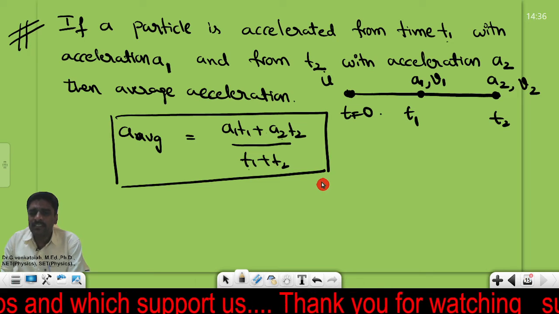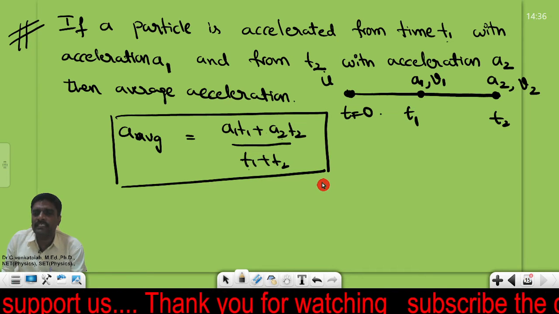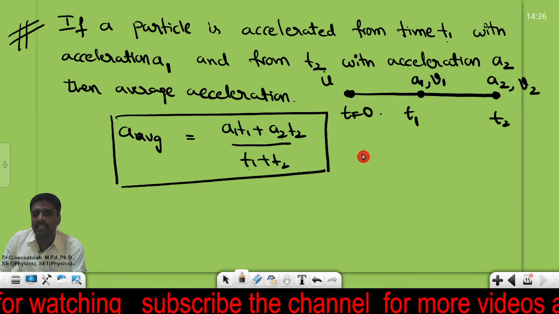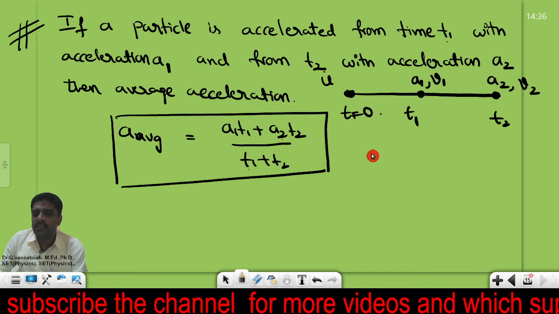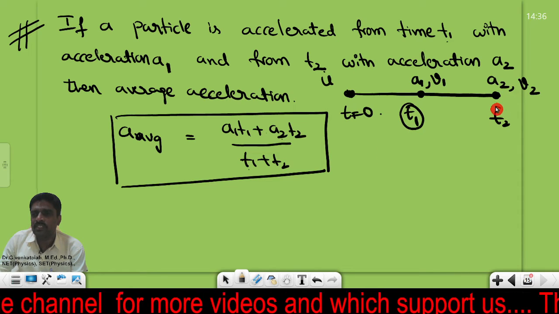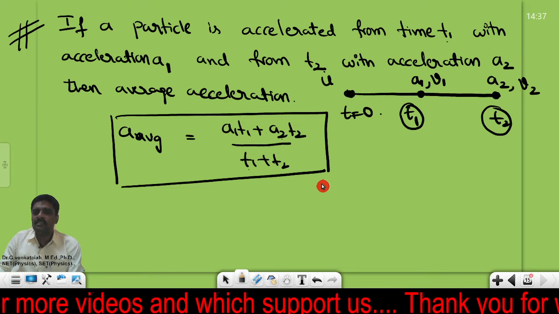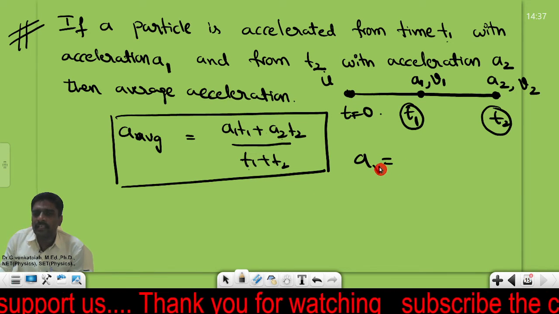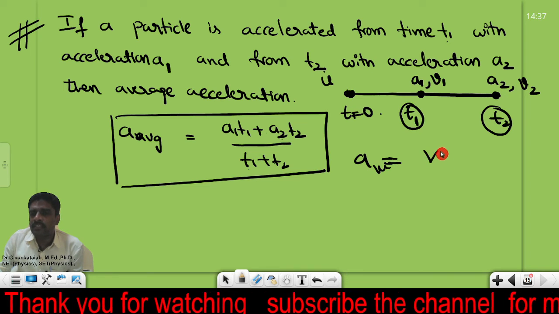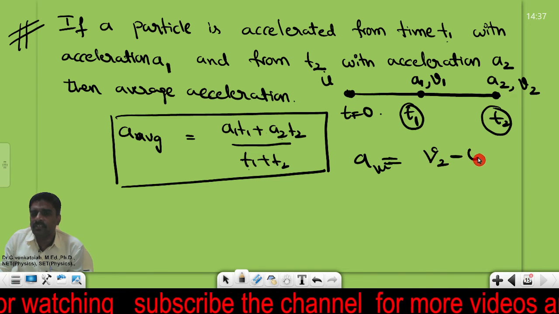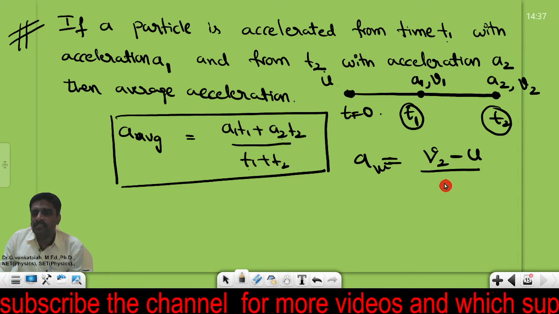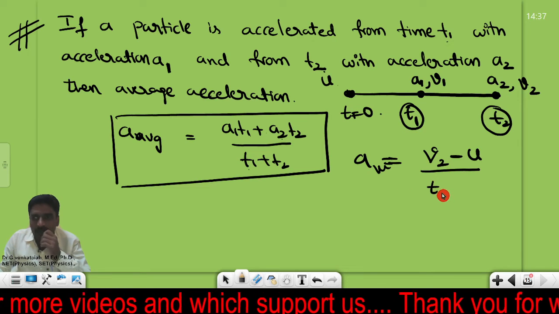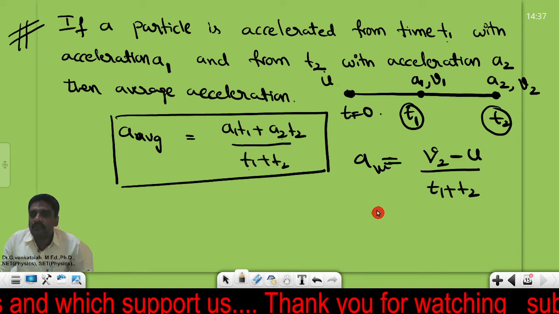So what is the definition of acceleration? The definition of acceleration is nothing but the final velocity minus initial velocity divided by time taken. So the total time taken is equal to t1 plus t2. In this equation, the average acceleration is equal to the final velocity of the object, v2, minus the initial velocity u, divided by the total time taken, which is t1 plus t2. So this is the formula we need to use.